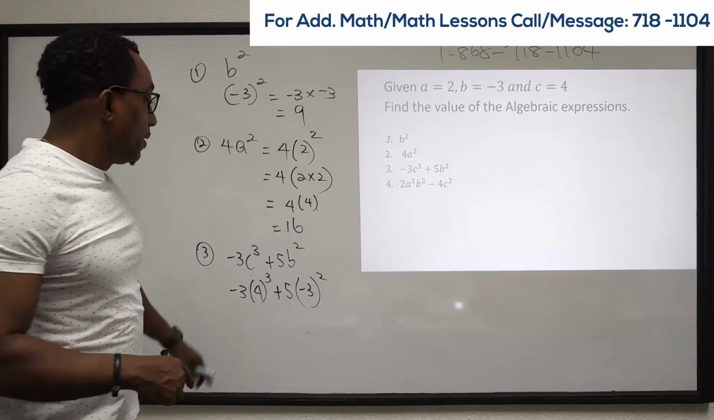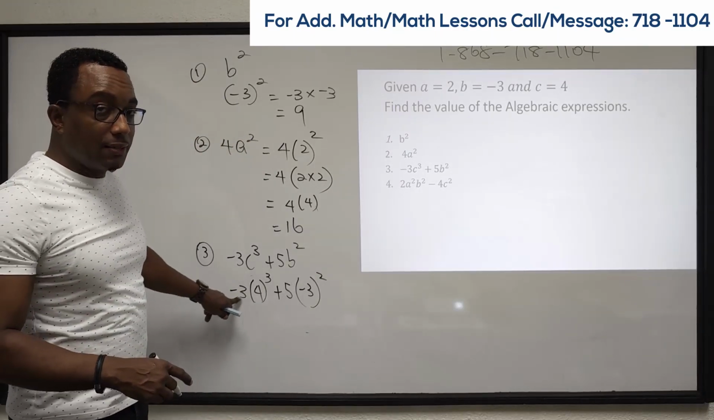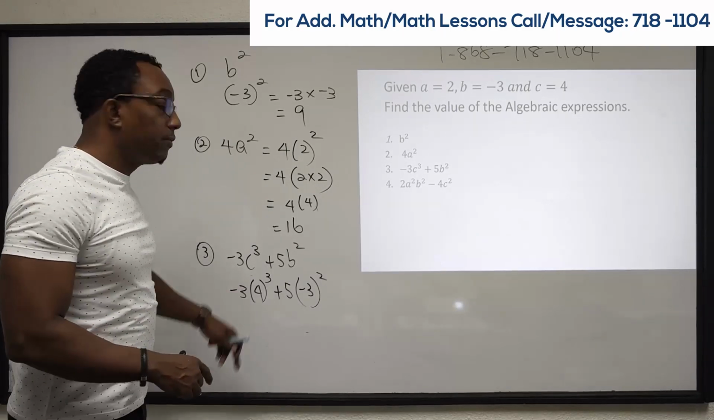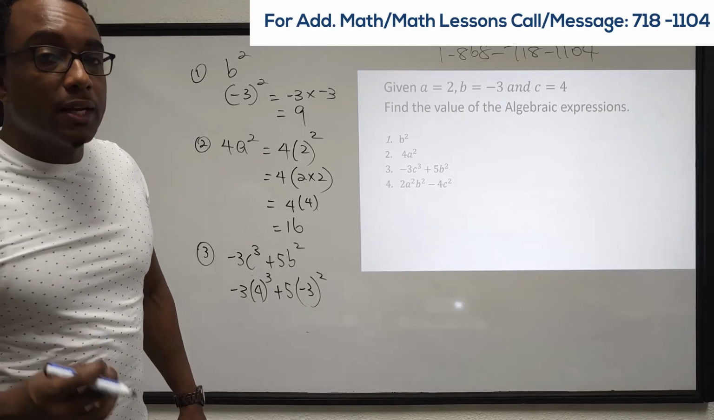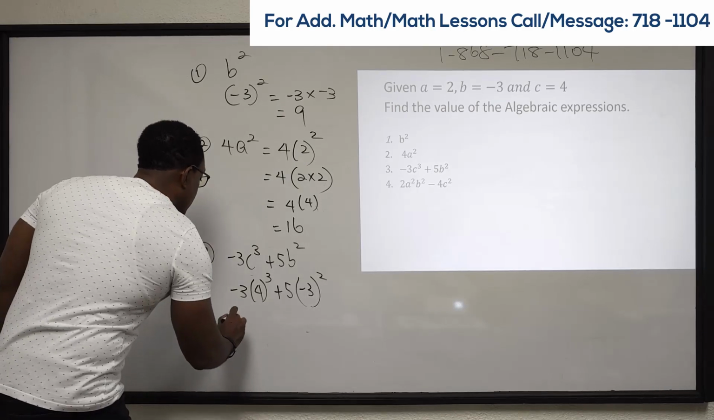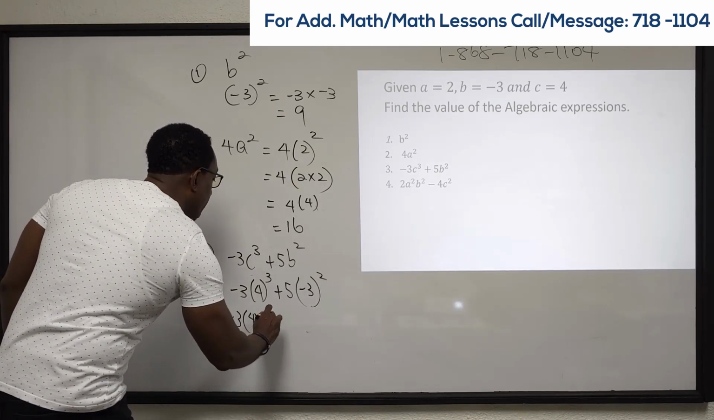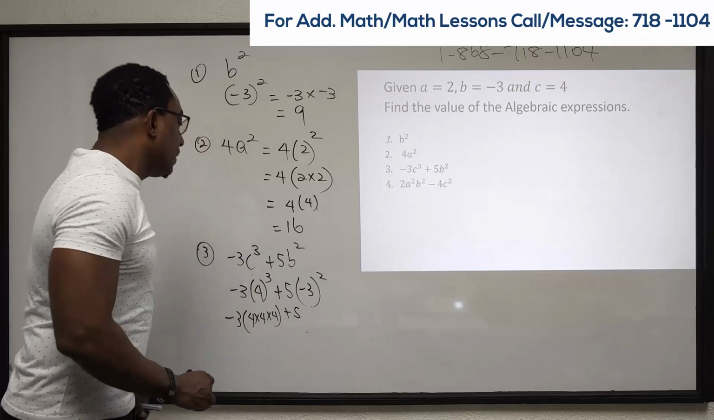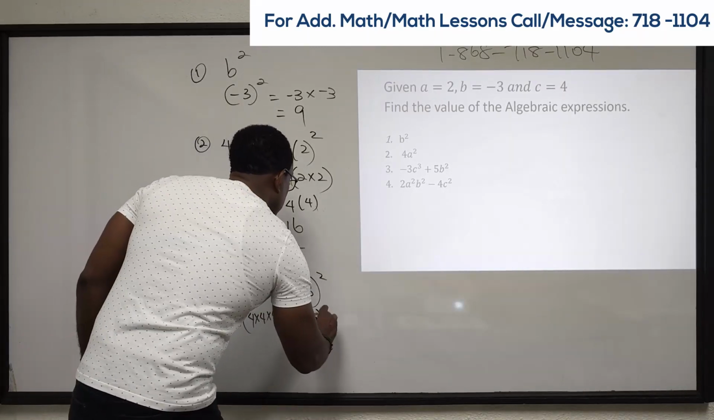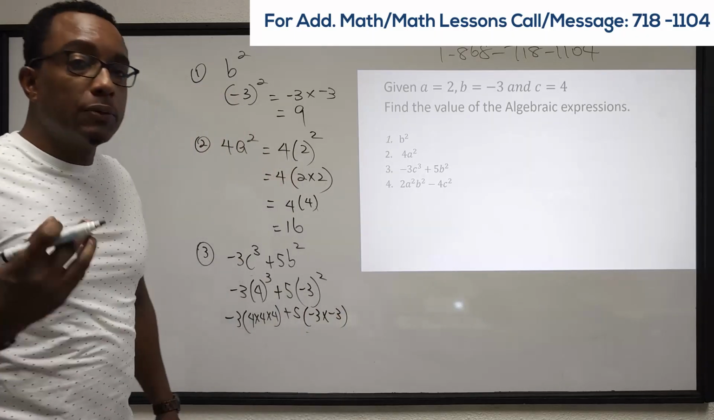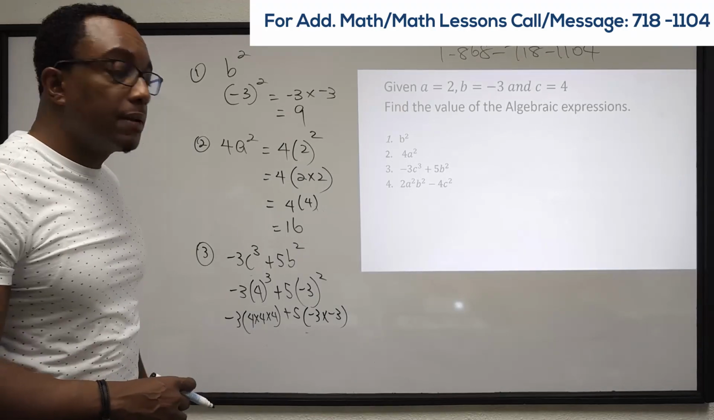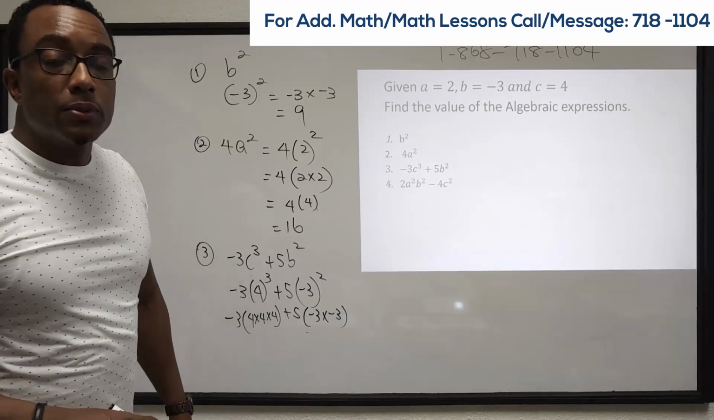To treat with this, we are not going to multiply negative 3 by 4. We have to work out 4 cubed first, get that result, then multiply that result by negative 3. So this is the same as saying negative 3 times 4 by 4 by 4, plus 5 times negative 3 squared, which is negative 3 by negative 3. So we treat what we have in brackets raised to the given power first, and then we multiply it by any number that exists outside of the bracket.